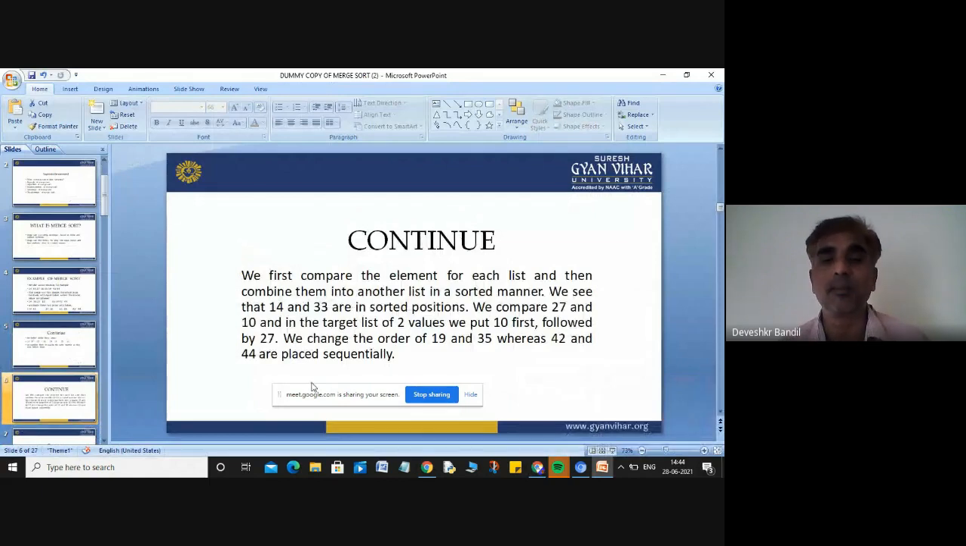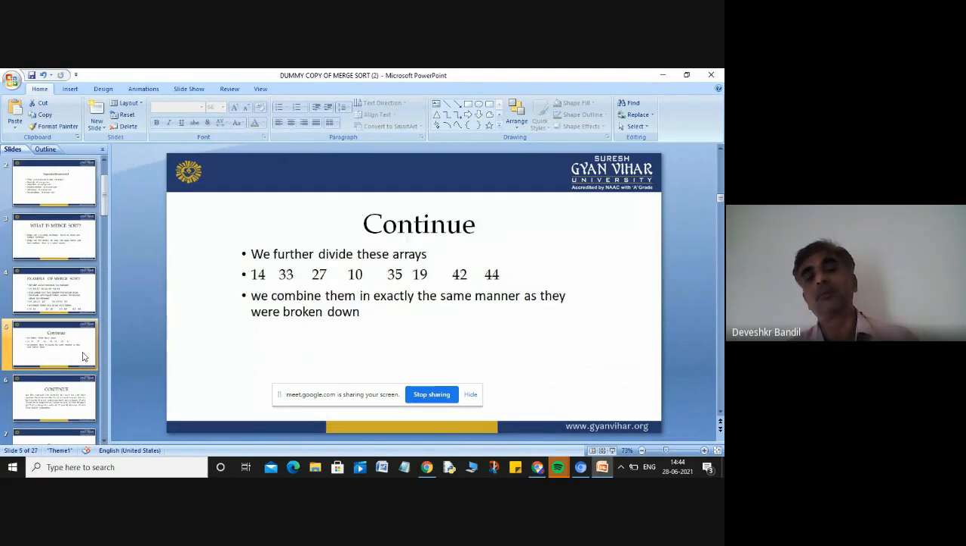And after that, we will compare 27 and 10. You can see here, when you compare 27 with 10, 27 is greater than 10. And as per the sorting fashion, 10 will come first before 27. So at that time swapping is required. Swapping is required means after the swap, 10 will take the place of 27, and 27 will take the place of 10.